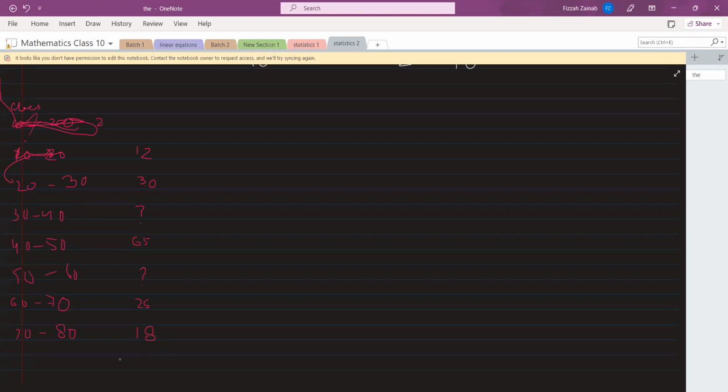Okay. Now the total is actually given in this question, which is 229. Understand? Is this clear? And also the median is given in this question. So median is equal to 46.